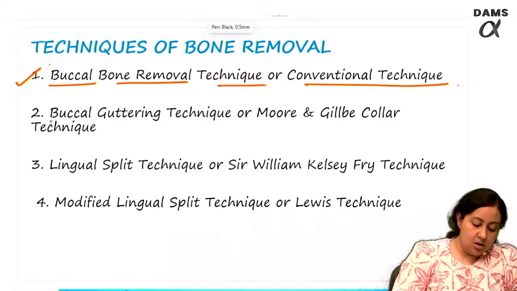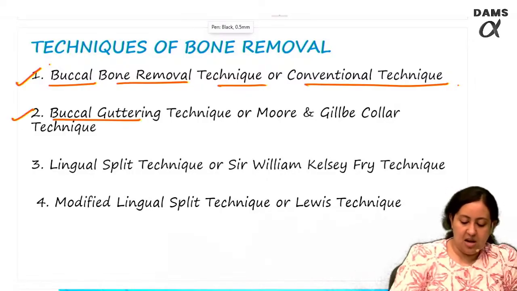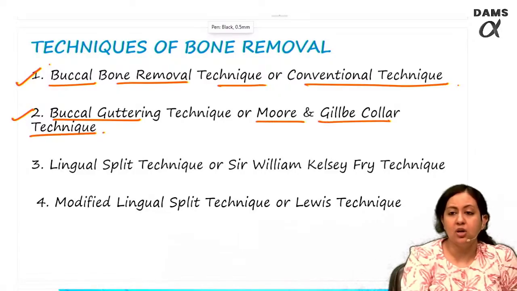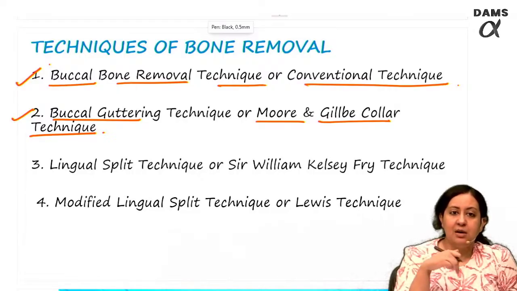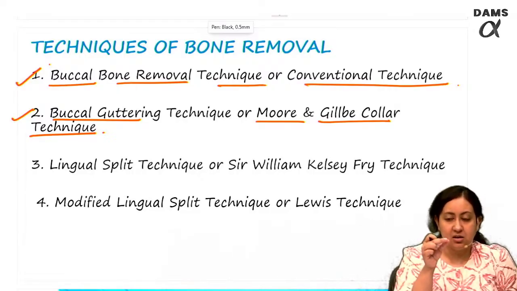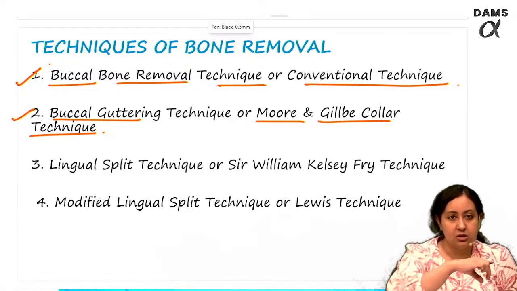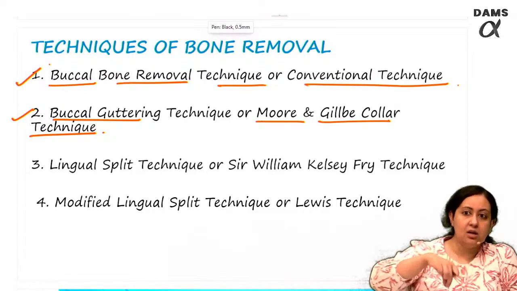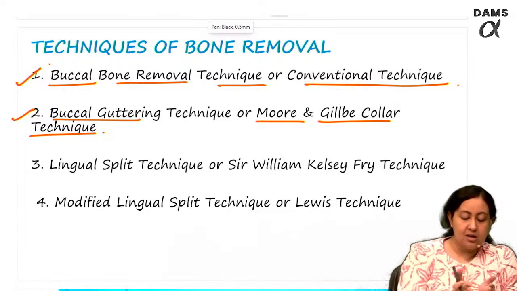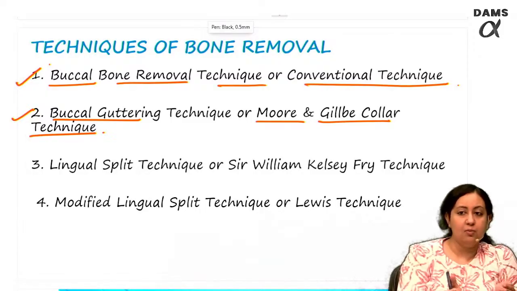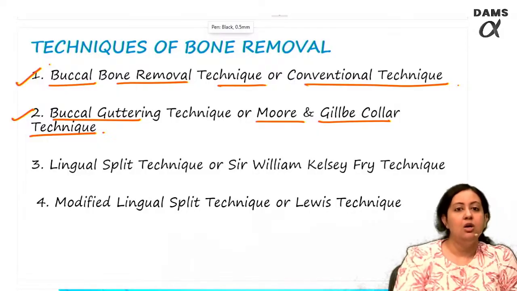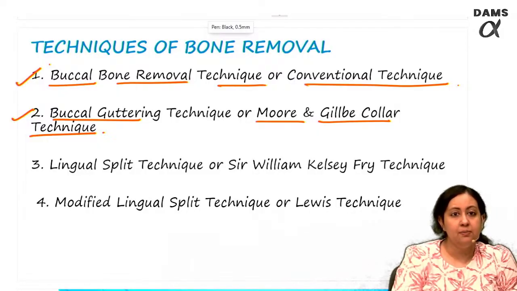The second one is buccal guttering technique or Murray and Gilbert collar technique. So here what is done? The complete buccal bone is not removed. You create a gutter or a space along the buccal surface of the impacted third molar. So you basically widen the space between the tooth and the bone. That is called a buccal gutter. You create a corridor in the buccal bone so that you can facilitate your impacted tooth removal.